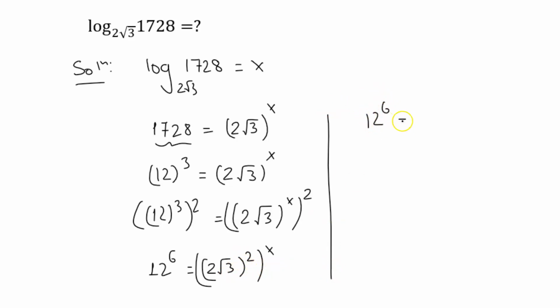So we have 12 raised to the power of 6 on the left hand side, and on the right hand side we have 12 whole raised to the power of x. Now you can see that the bases are same, so that means x will be equals to 6, and since x is equals to 6, and this is simply the value of the log, so this is equals to 6. So this is the final answer.